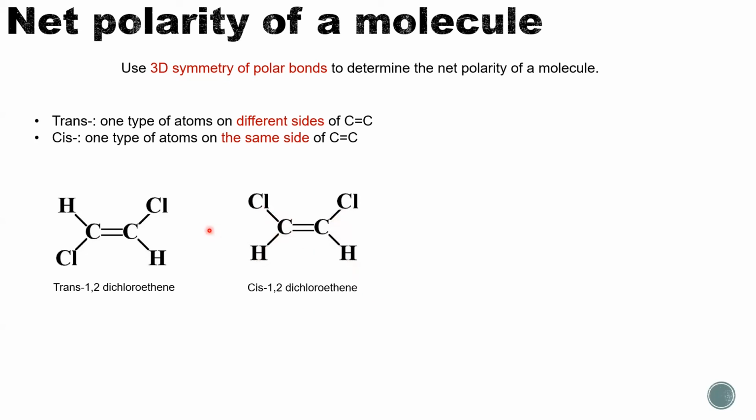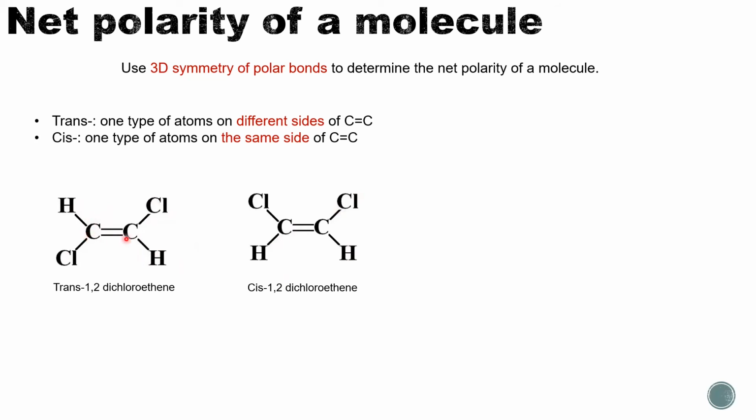If you draw a line along the carbon-carbon double bond, both hydrogens are pointing to the same side of this line, and both chlorines are on the same side of the double bond line. So we call this situation a cis molecule. The trans and cis molecules are actually 2D molecules, which means all of these atoms are sitting in one plane.